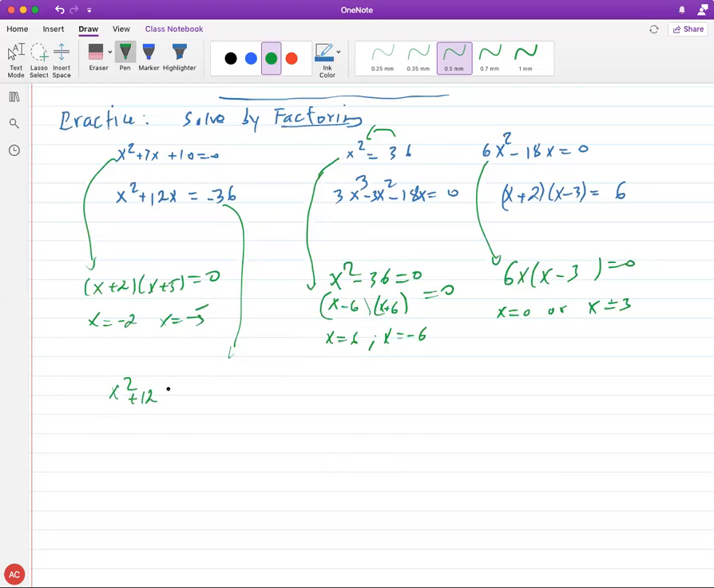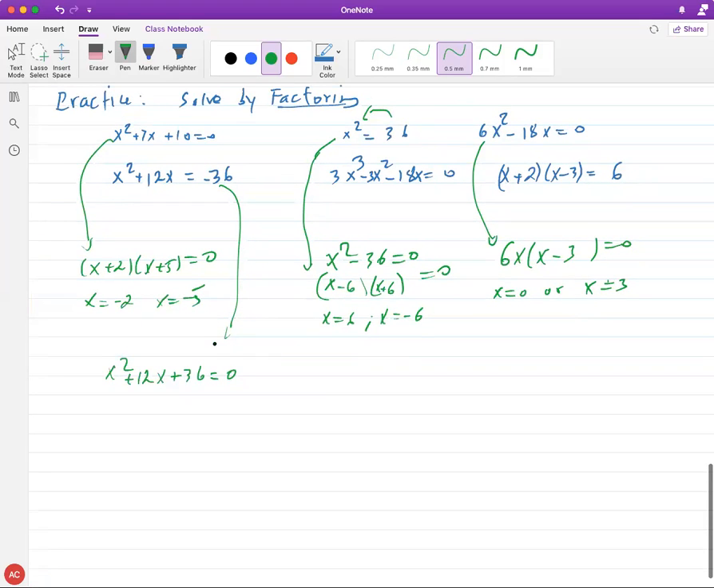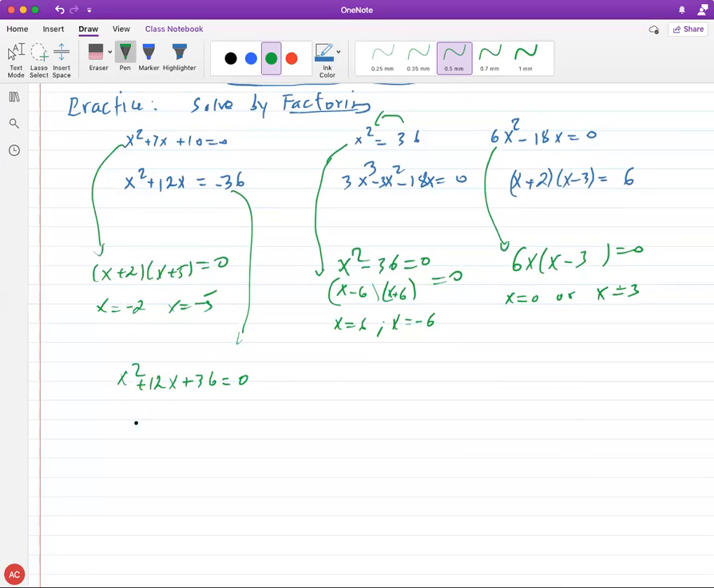x squared plus 12x plus 36. Okay, so what's the factored form? x plus 6, times x plus 6. One solution. That's right, just one solution because these are the same, so we're just going to solve one of them. So x is -6.